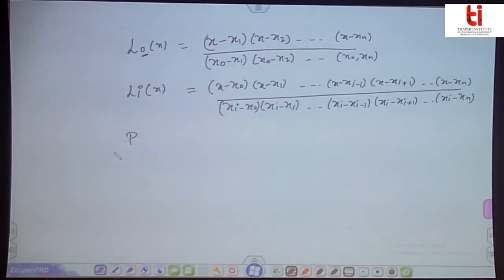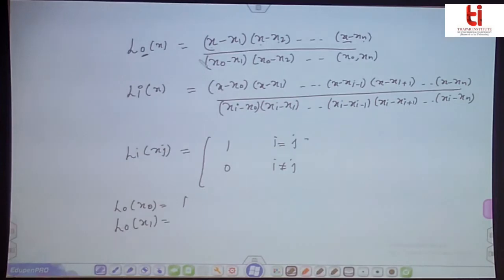Okay, so what would be the property of Li(xj)? It is 1 if i equals j, and 0 if i is not equal to j. You can verify it with the help of this. If we are writing L0(x0), what would be the value? In the numerator, x0 minus x1, x0 minus x2, x0 minus xn, so numerator and denominator will remain the same, it is 1. If we are writing L0(x1), then what will be the value? This has x1 minus x0, so the value will be 0. Similarly, you can verify all other values. I have just given the result for L0(x).